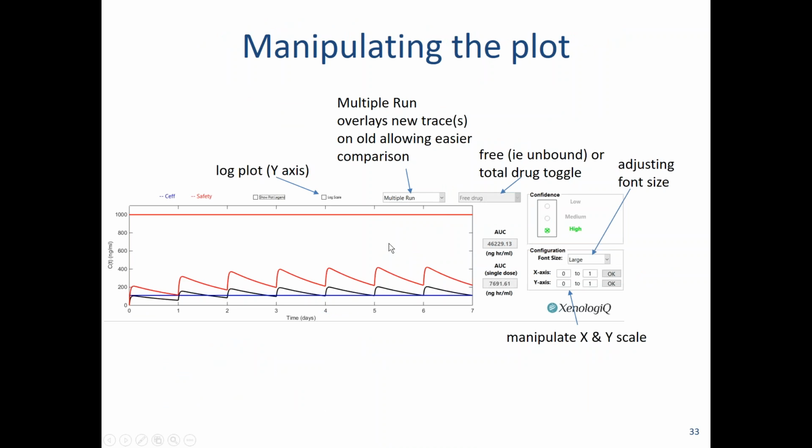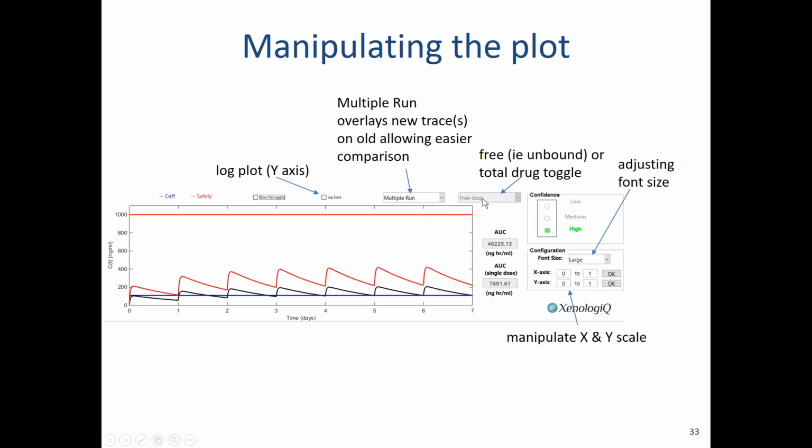Finally, I just wanted to have a couple of slides on manipulating the plot in the output. Some of the things that you can do: you can change the Y scale in this PK plot to a log scale if you want to. One very useful feature is that by default it's single run under here, but you can carry out multiple runs so that you overlay a new trace on the old. So for example, if you fix the dose, which you can do by checking the dose box, you can overlay 2 different doses and look at that. That's a very useful feature.